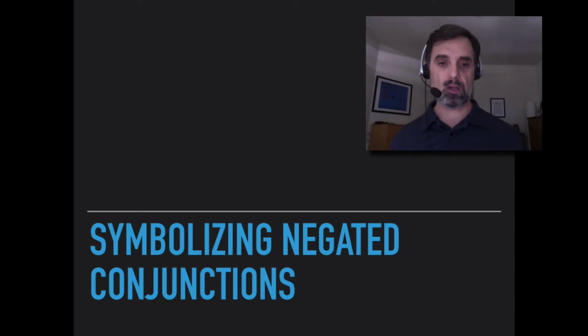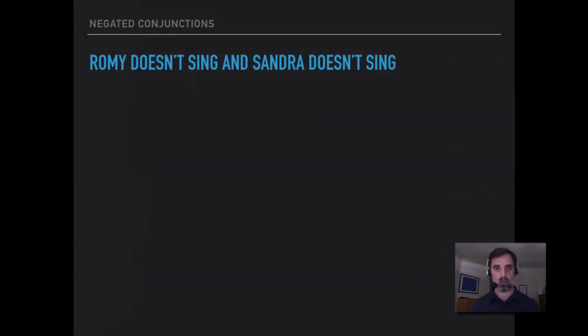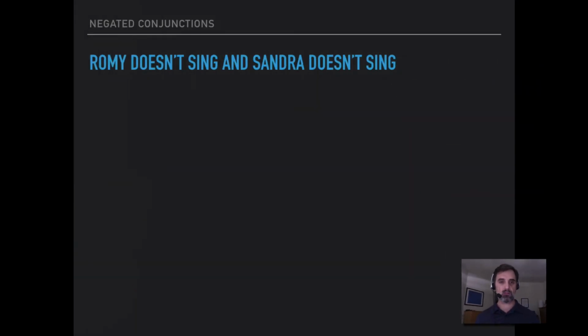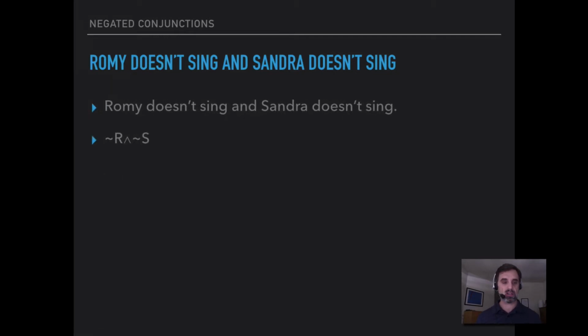Hello. In this video, I'm going to talk about how to symbolize negated conjunctions. In the previous video, we saw this sentence: Romy doesn't sing and Sandra doesn't sing. This is a conjunction. It's a conjunction of negations. It's not a negated conjunction.